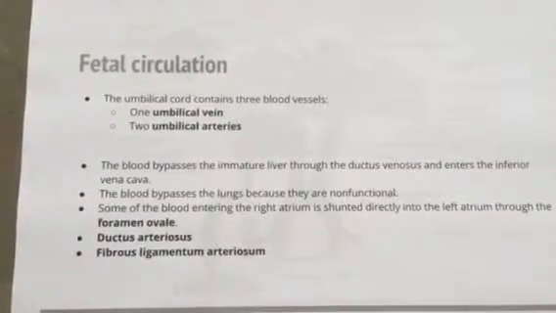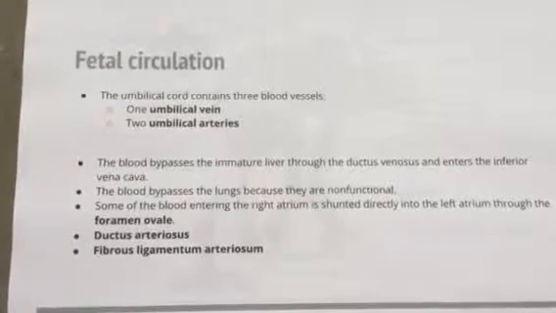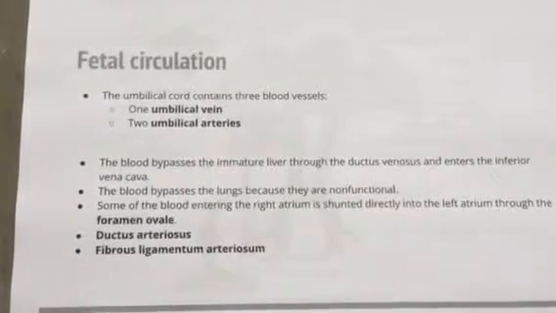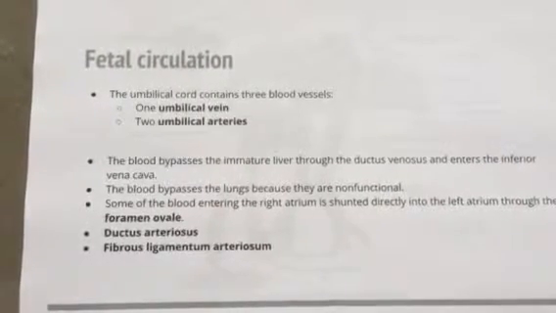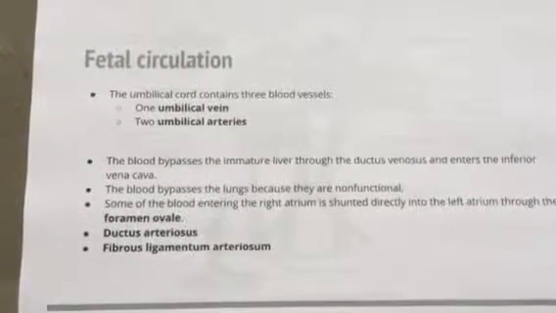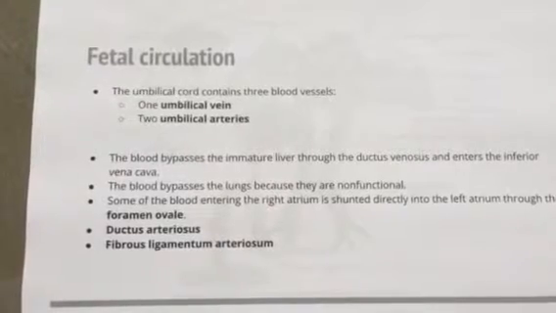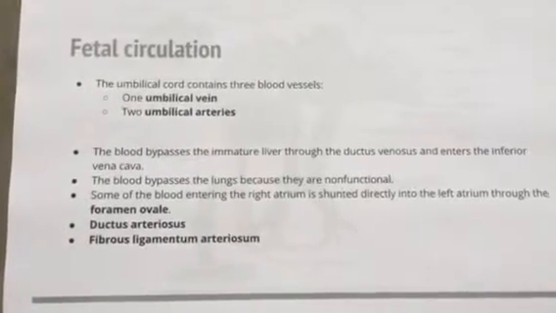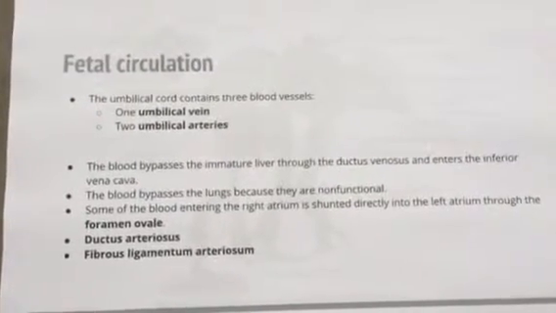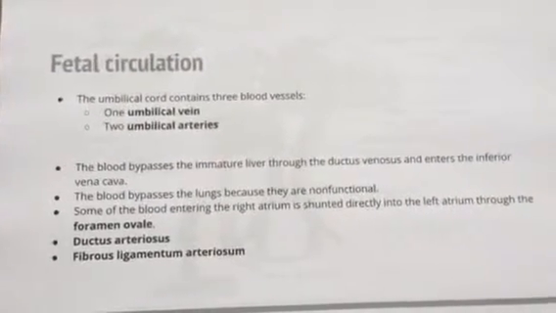the ductus arteriosus, a short vessel that connects the aorta and the pulmonary trunk. After birth, the foramen ovale closes, and the ductus arteriosus collapses and is converted to the fibrous ligamentum arteriosum.